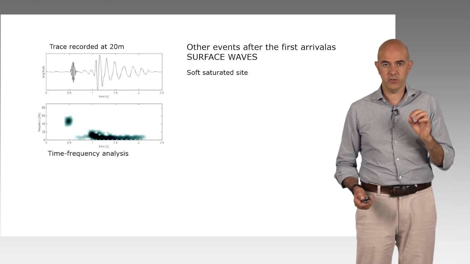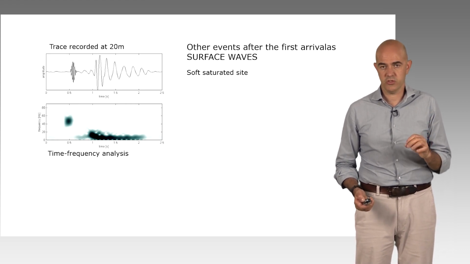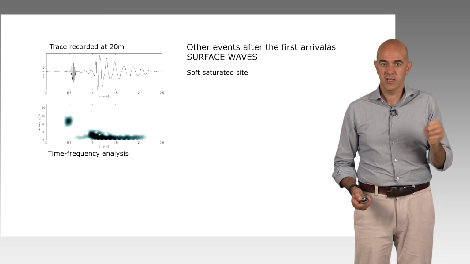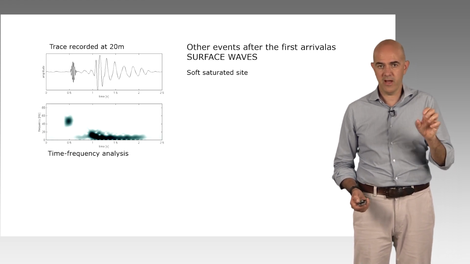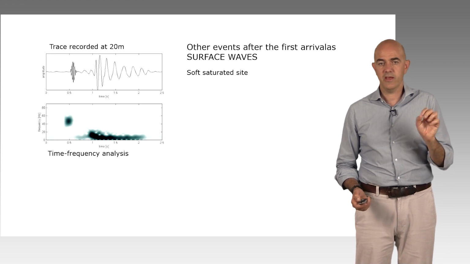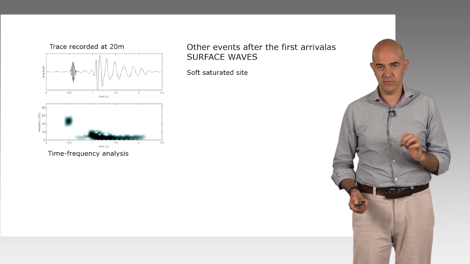You see, for example, on the top left, a single trace which is recorded at 20 meters from the source with two different packages of energy. A high frequency arrival, an early arrival, and then a later arrival with much lower frequencies.